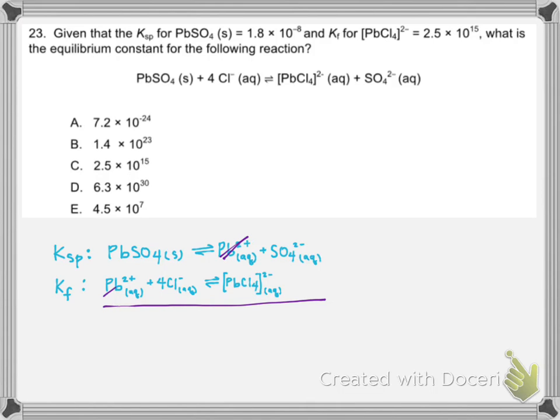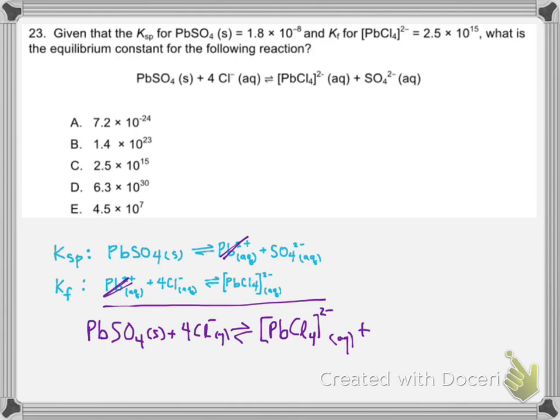Well, our lead will cancel out, and we'll end up with lead sulfate plus 4 chlorides yields lead chloride complex thing, to use only the most technical of terms. And sulfate. Now, I don't want to alarm you, but this looks awfully familiar. Where have we seen it before? Wait a minute! Aha! It's the equation that we're looking for the K for.